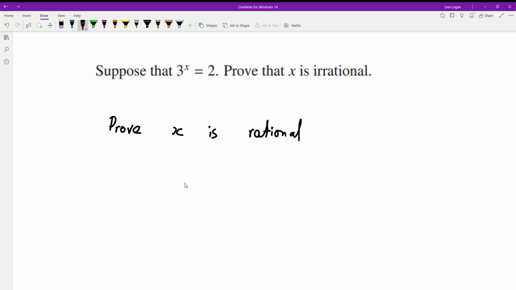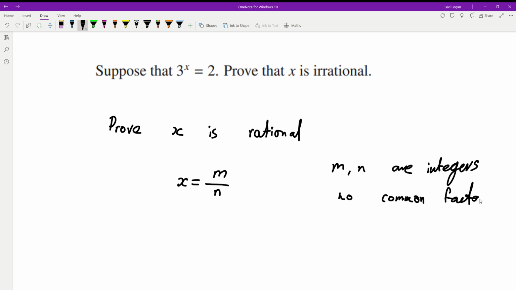If x is rational, then x can be represented as a fraction. So let's just go m divided by n. Okay, now m and n are integers that cannot be represented any other way. So basically they have no common factors, and this is the most simplified form: no common factors, most simplified expression.